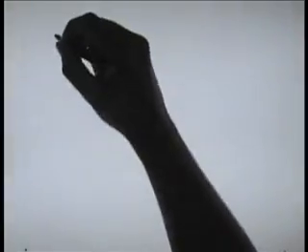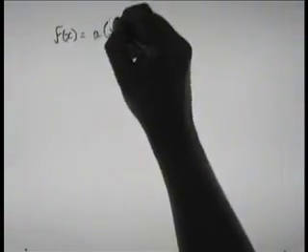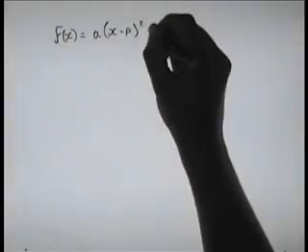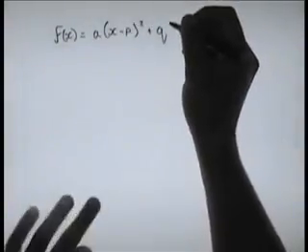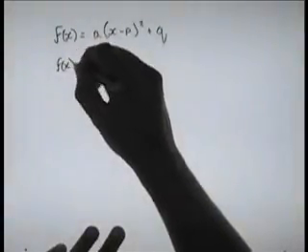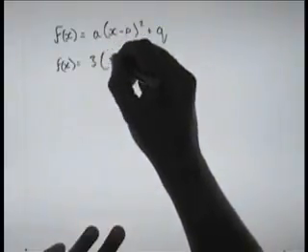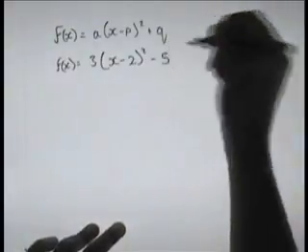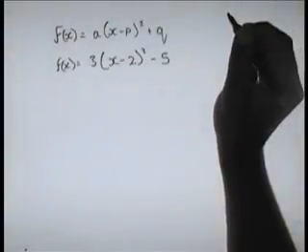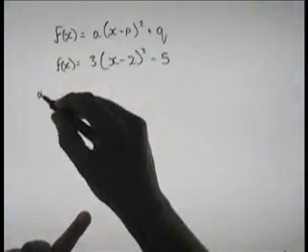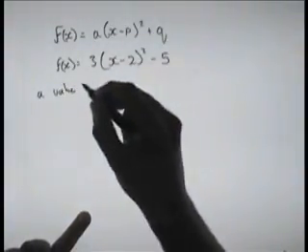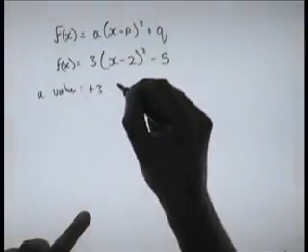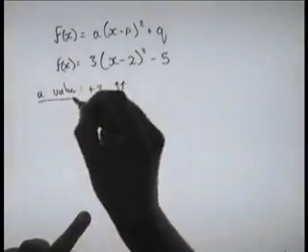We are going to start by looking at the parabola of the form f(x) equals a(x minus b) squared plus q. The example I'm going to use is f(x) equals 3(x minus 2) squared minus 5. Step 1. I look at my a value. In this case, my a value is positive 3, which means that it's the smiley face graph.